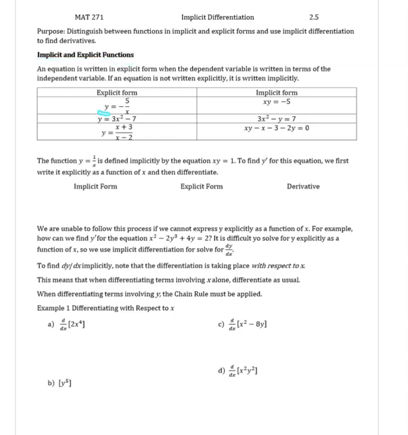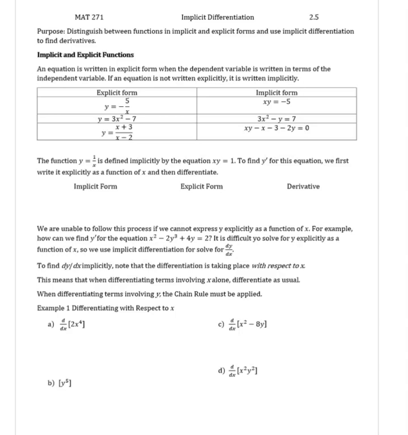Example, the equation y is equal to -5 divided by x is written explicitly because it tells us explicitly what y is. It is -5 divided by x. On the other hand, the equation xy is equal to -5 is the exact same equation. All we did was multiply both sides of the equation by x, but this is not written explicitly because it does not tell us exactly what y is equal to.